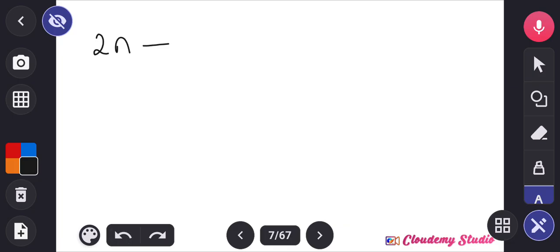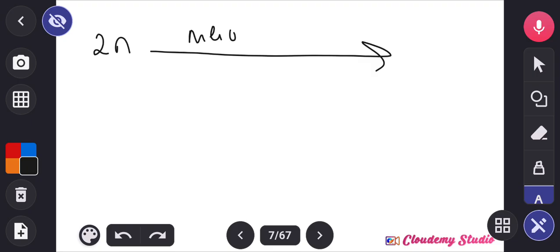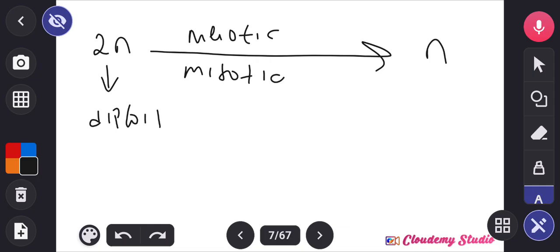It undergoes cell division, both meiotic cell division and mitotic cell division. You understand? And differentiates to form a haploid gamete. So this is what we call the diploid, and this is what we call the haploid.